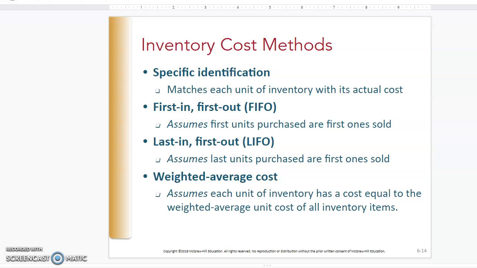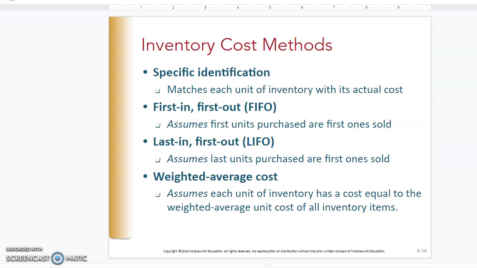First in, first out assumes that the first units purchased are the first ones sold. So yes, you need to keep track of the purchases in order, in chronological order. Last in, first out assumes that the last units purchased are the first ones sold. There are really good examples of this in the textbook and in the PowerPoint. I'm not going to take time to go through all of the mechanics of this. I want you to understand why we do this.